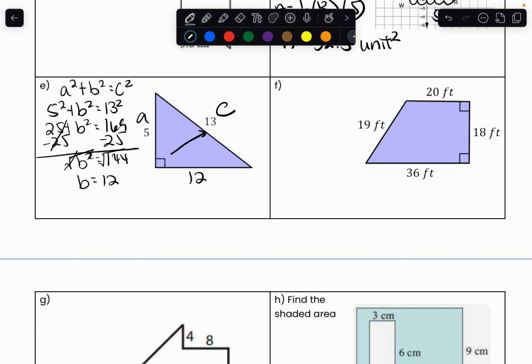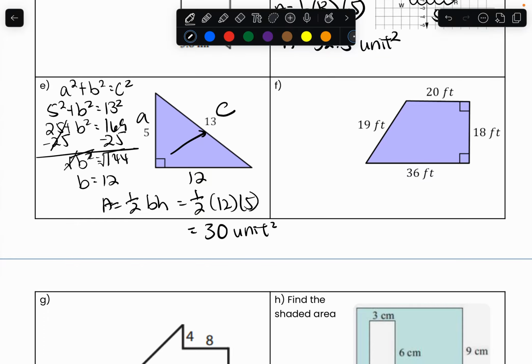Now I can figure out the area of the triangle. So I'm going to do A equals 1/2 base times height. Well, I know my base here will be 12 and my other height right here will be 5. So 5 times 12 times 1/2, my value here will be 30. And since I'm not given any unit measurement, I'm just going to put units squared. Okay, this is very easy. It's just something for middle school.